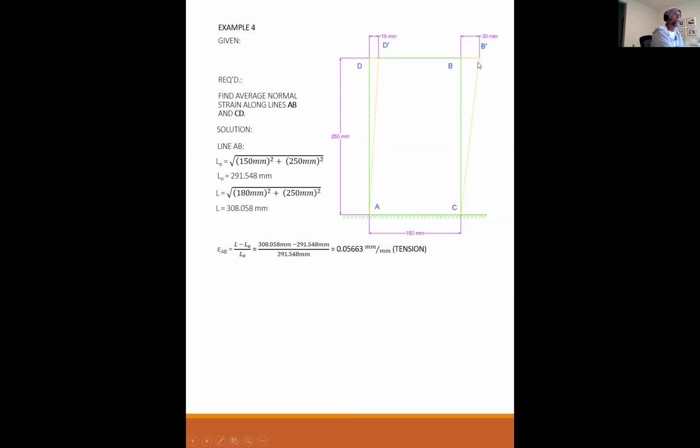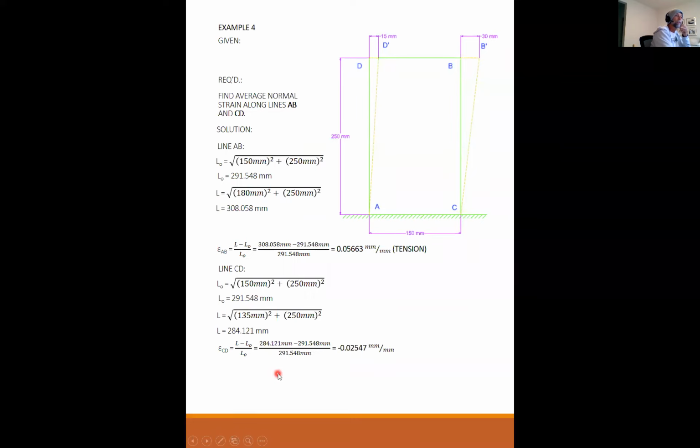You can see this line here is longer than the original, so this is in tension, as indicated by the positive. For line CD, I have the same original length: 150 squared plus 250 squared, take the square root, 291.548. But now for the new length, I have the 150 minus 15. So now my horizontal is 135 and the vertical is still 250. So the new length is 281.121. So my strain is 281 minus 291, over 291. I get minus 0.02547 millimeters per millimeter. And that tells me it's in compression.